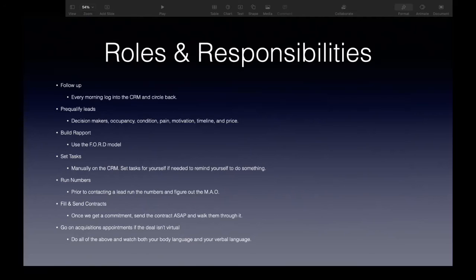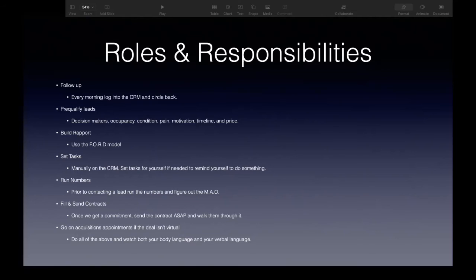Another responsibility for these acquisitions managers is to run numbers. Prior to contacting the lead, make sure you run the numbers and figure out your maximum allowable offer, right? Pull up the property, run the comparables, see how much your maximum allowable offer is, and then work your way backwards so that you know your numbers while you're talking to them. You don't have to tell them those numbers, but you need to know your numbers before you make that offer over the phone or in person.